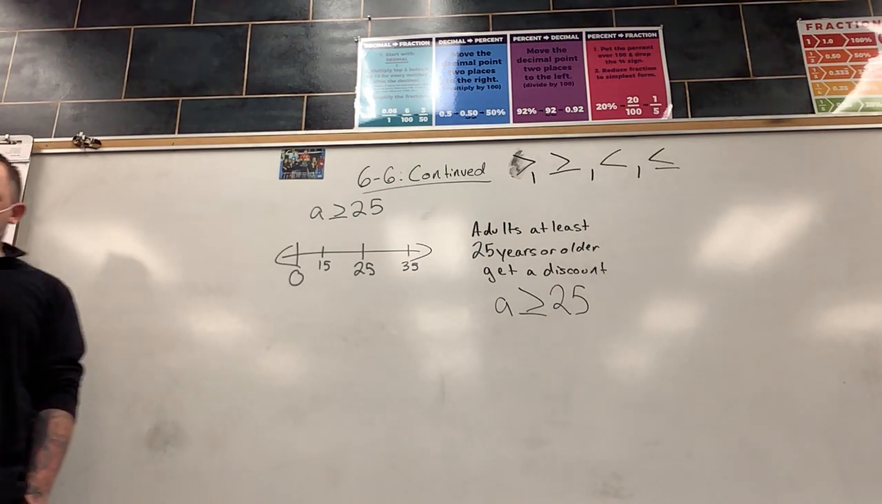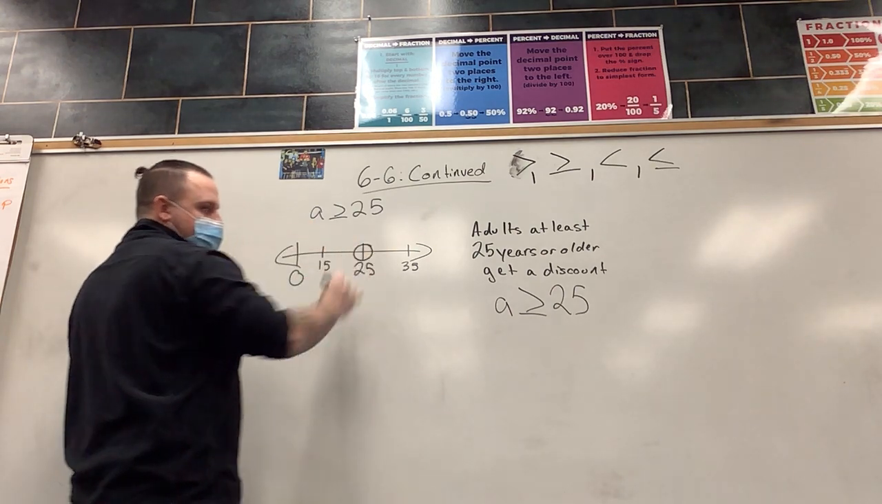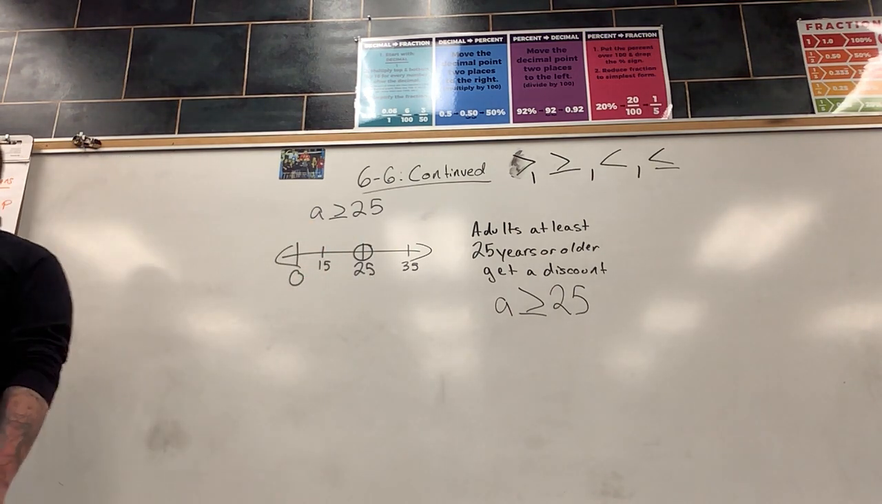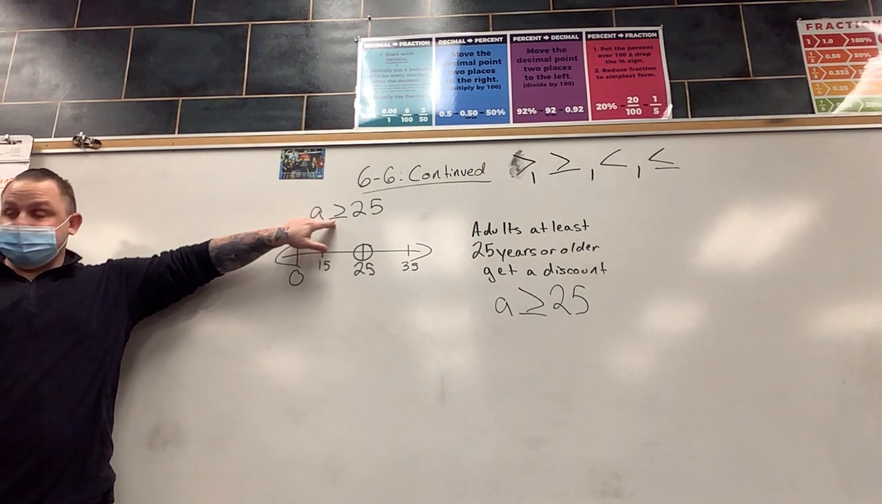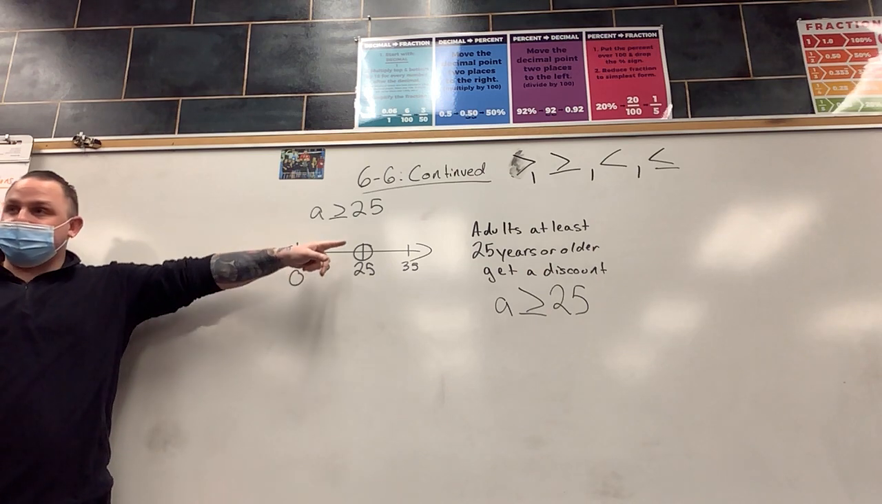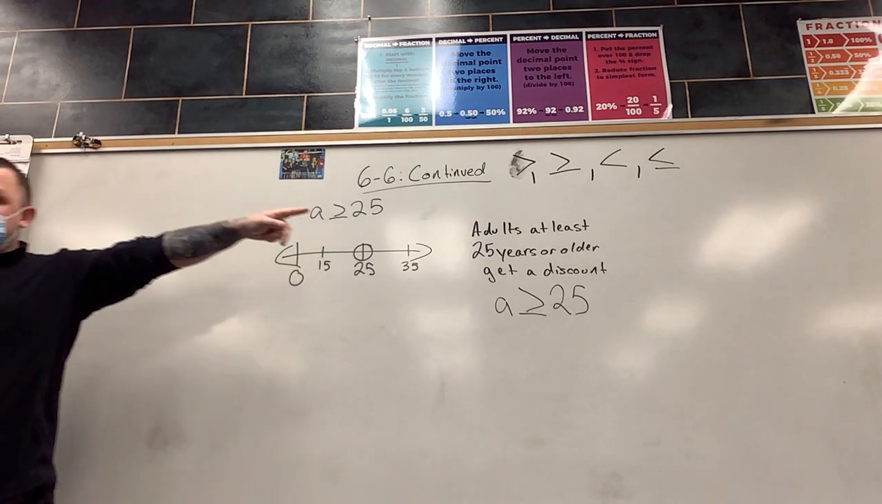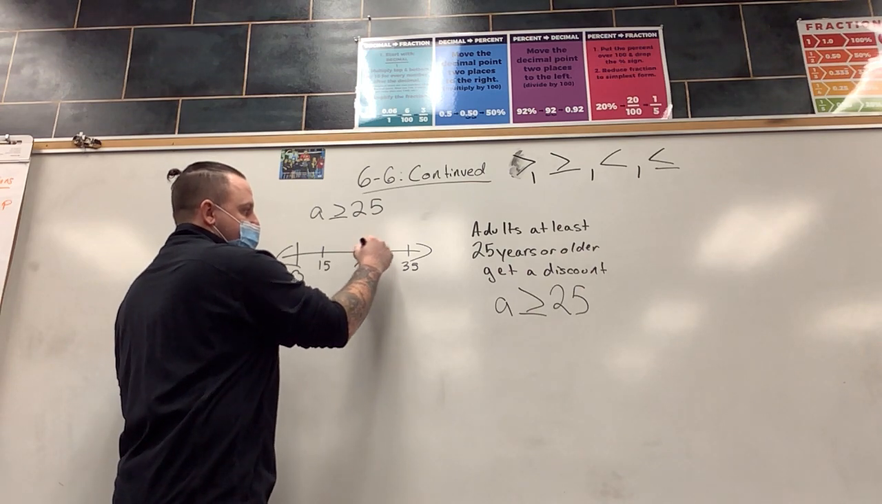Okay, so first of all, I'm just going to plot the number on the number line by circling it. Okay? Now, because it says equal to, or cheat code, because it has a line underneath it, what happens with that circle? It gets filled in. So fill that in.